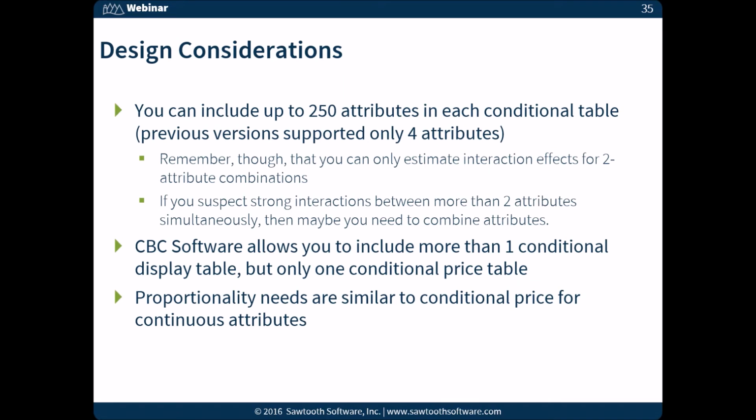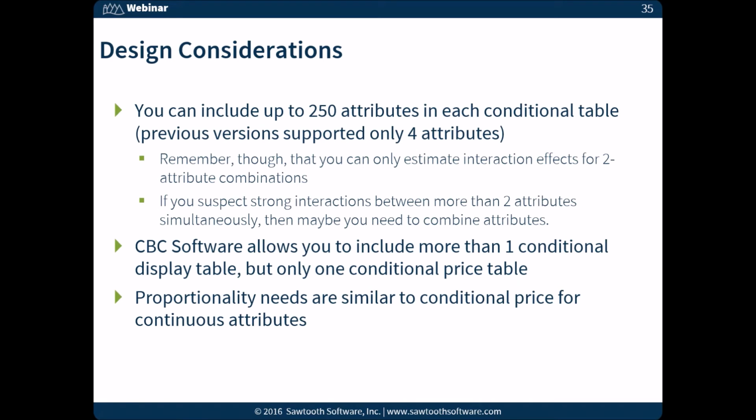In Sawtooth Software Lighthouse Studio, you can actually include up to 250 attributes in each conditional table in our advanced design module, I believe. You might actually be able to do that in the regular CBC subscription as well. I'll have to double check. But remember, you can only estimate interaction effects for the two attribute combinations. So the part I was talking about before, the brand, price, and package size, if you think there's going to be an interaction between more than two attributes, you probably want to combine those attributes together so that you can model appropriately.